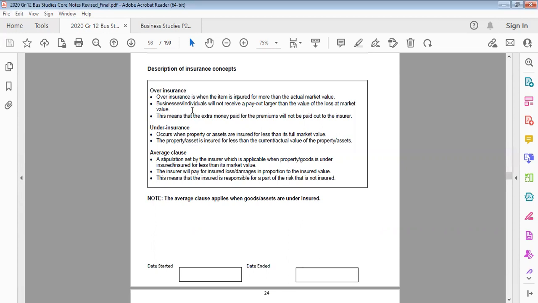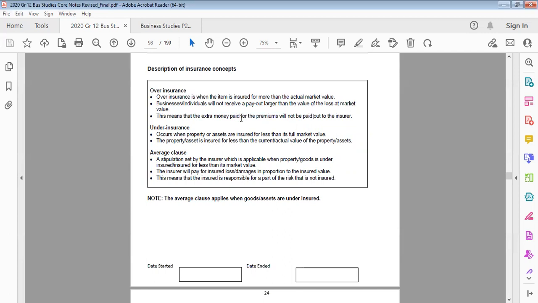Okay, with over and under insurance, it's about the market value of the asset. So if the asset is 5 Rand and you insure it for 10 Rand, it means you are over insuring. This means that the extra money paid in premiums will not be paid out by the insurer. So over insurance is basically when you overcompensate on the value of the asset.